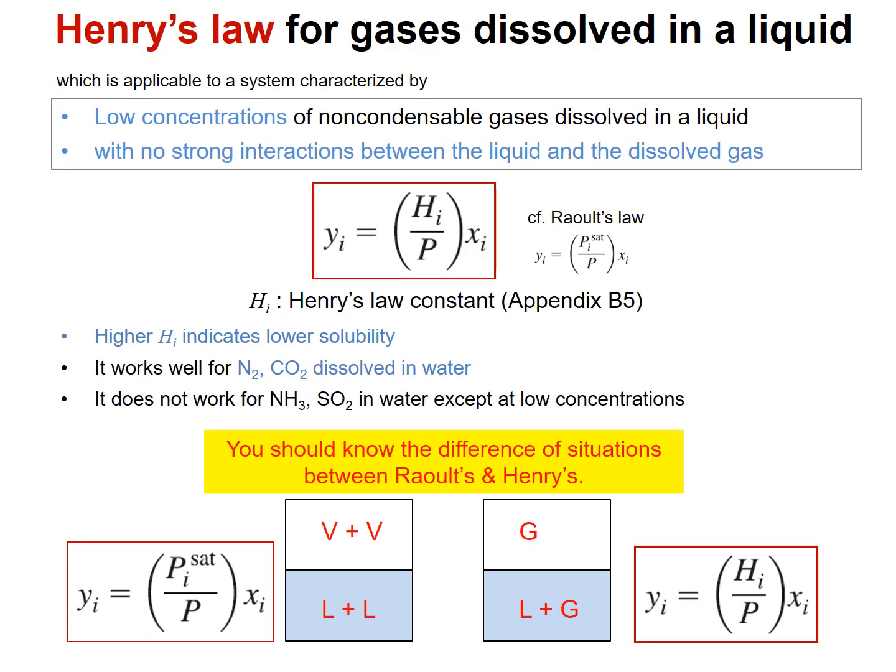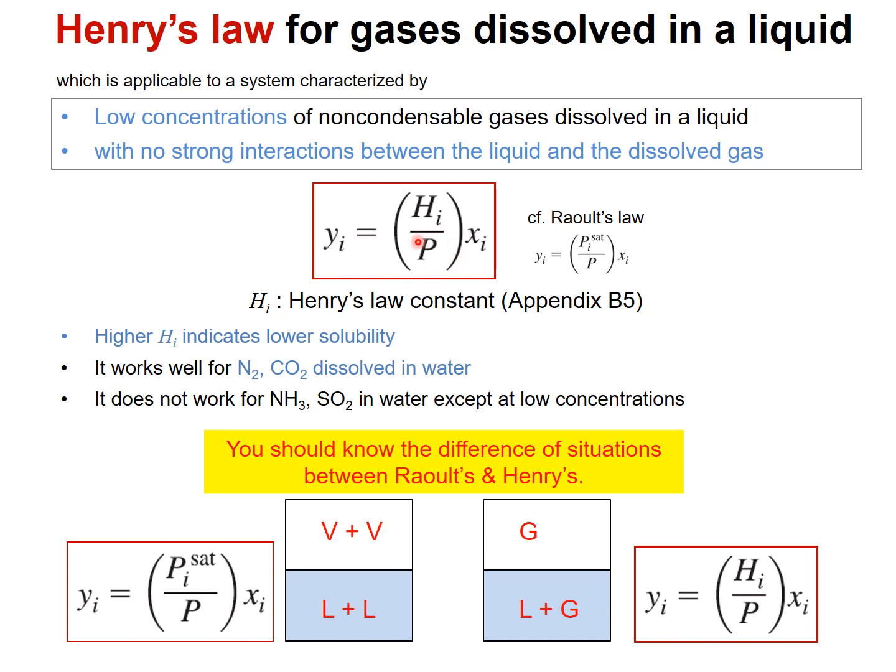Here is the second equation, which is Henry's law for gases dissolved in a liquid. Henry's law is applicable to a system characterized by low concentration. I'd like to emphasize low concentrations of non-condensable gases dissolved in a liquid, with no strong interactions between the liquid and the dissolved gas.